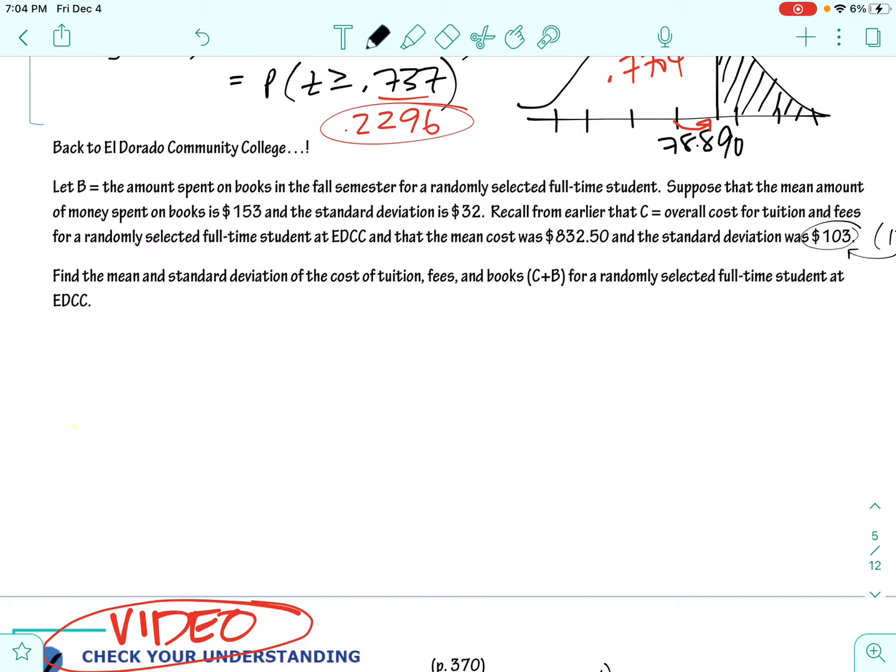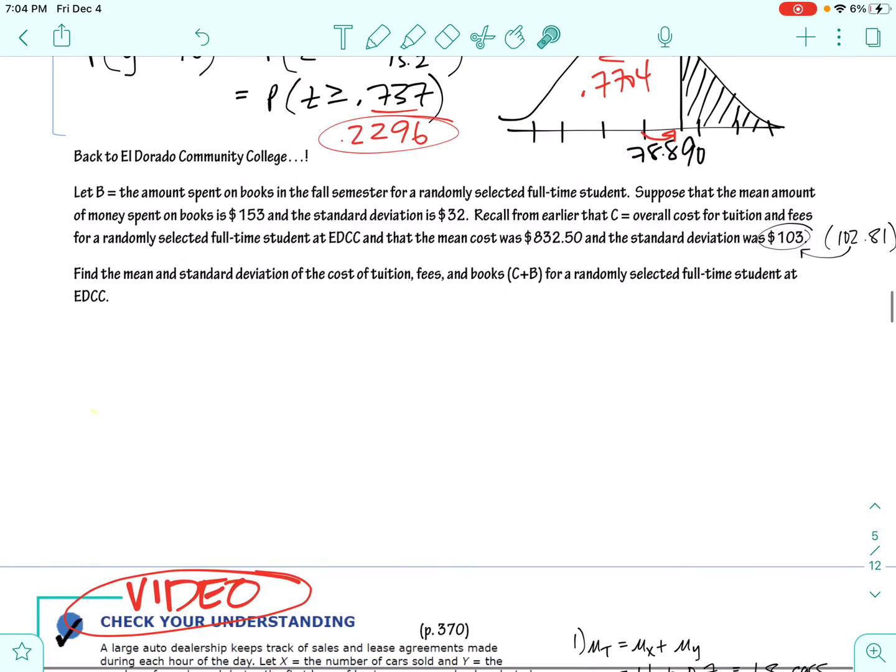So remember we had already kind of started talking about this, and we came up with some values on the previous page where we have the mean cost per semester, which is tuition plus that $100 fee. That was the $832.50. And the standard deviation was 103. We actually calculated 102.81, but I just rounded it to 103. So these are the two values that we came up with earlier when we started having that conversation about tuition plus fees.